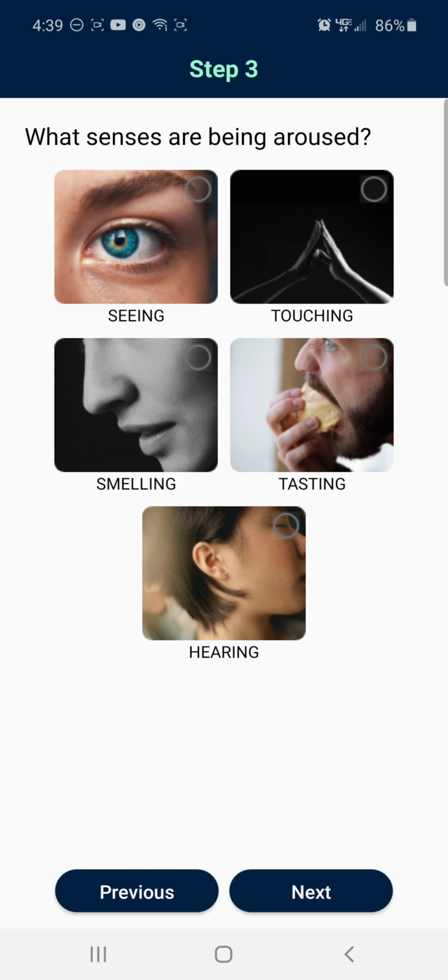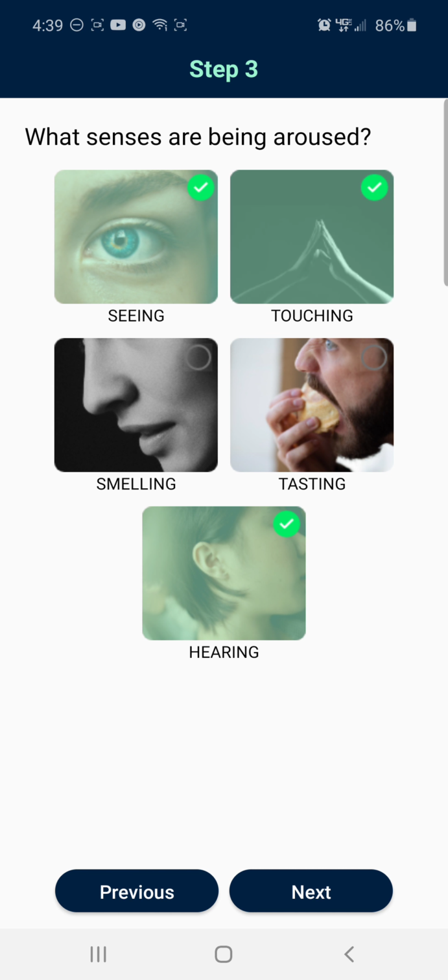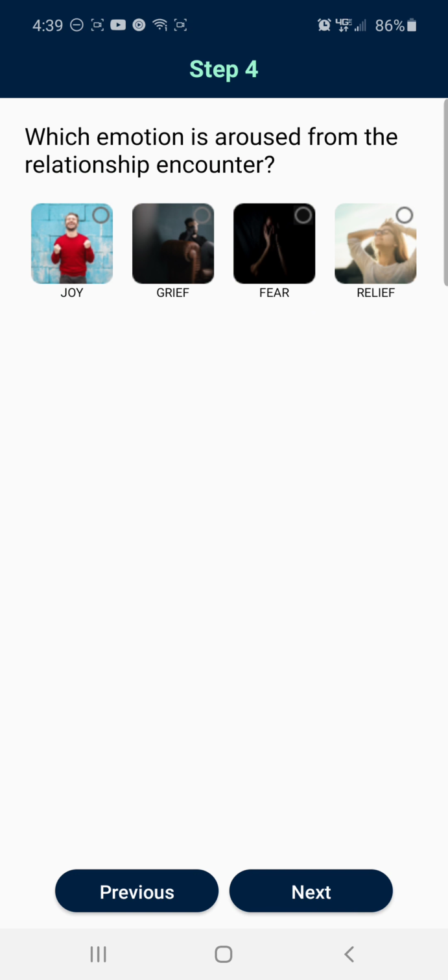Next step is what senses are being aroused. Well, he sees it and he can hear it. He touches it. It makes him feel good. This time he's happy. There's 4 emotions, and they're a navigation tool in life on and off the course. We want more joy shots and more relief shots.